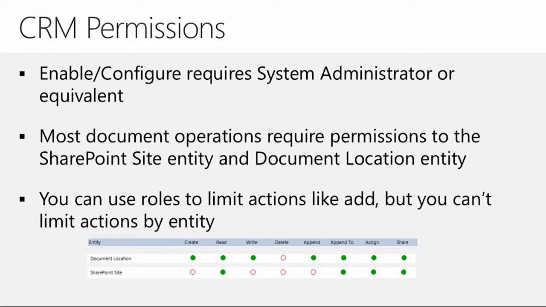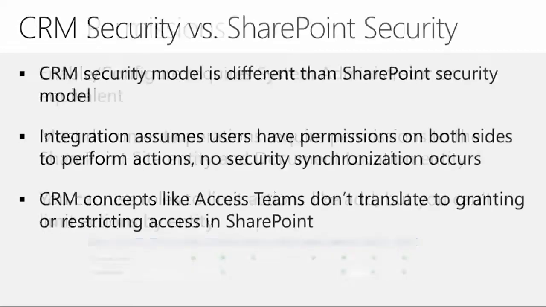However, once you're in that document library, the permissions are independent and they're actually maintained through SharePoint. And so I think that's probably the biggest thing to remember: the Dynamics 365 security model is very different than the SharePoint security model. So you have to make sure that the integration between the two assumes that both users have permissions on both sides. So not only do you have the ability to access that document location inside Dynamics 365, but I do have the appropriate permissions inside SharePoint to be able to work with things from that standpoint.